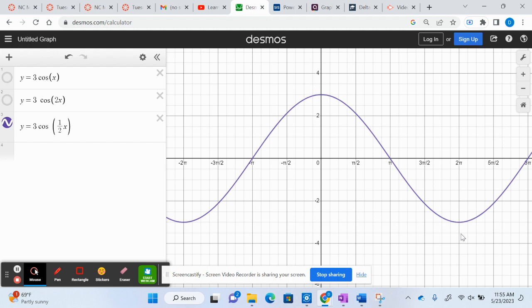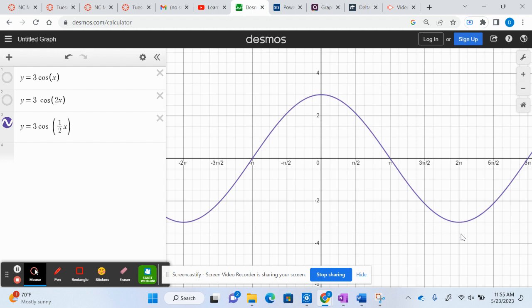So here's what I want you to think about. You start right here, and the original function crossed at the halves. Now you're not going to cross till a whole. So then you have to go all the way down to 3, but you're not going to do that till you get to the next whole, right? Full pi. So you start at 3, you go to 0 or the midline at whole pi, and then you go to -3. So this is just doing half of your function.